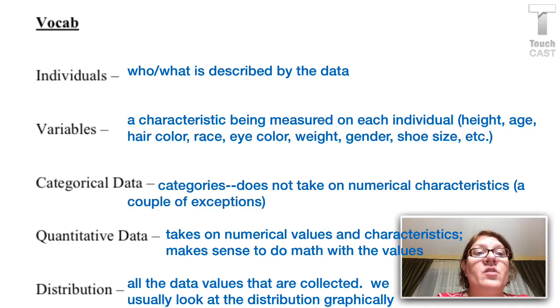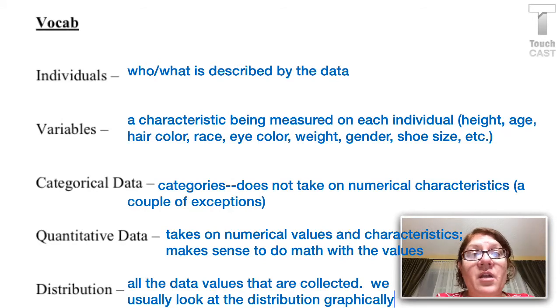Categorical data is just that. It represents categories. So, for example, flavors of ice cream: chocolate, vanilla, strawberry. Again, I would recommend that you write some of these down if it's going to help you remember. They usually don't take on numerical characteristics, so that's a dead giveaway. However, there's a couple of exceptions where you can sometimes get tricked.